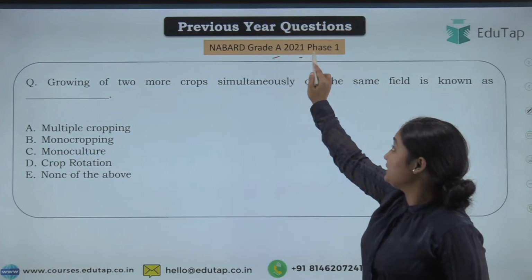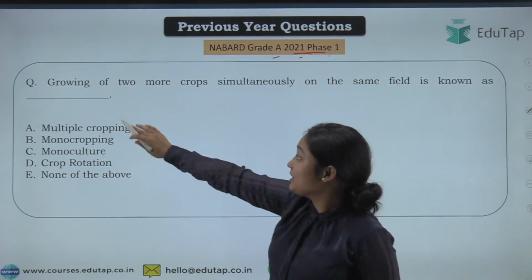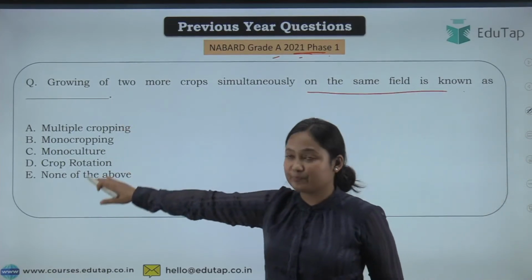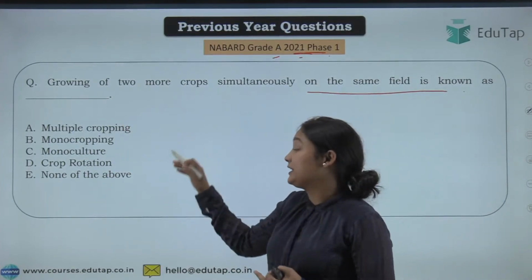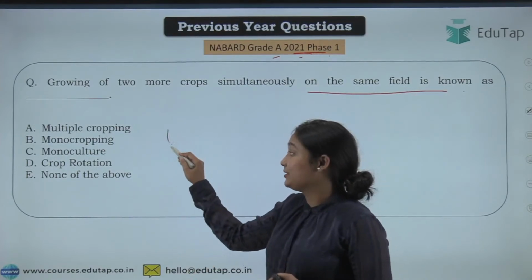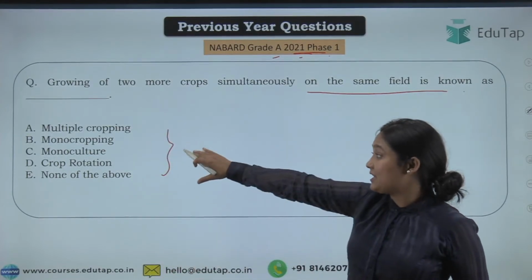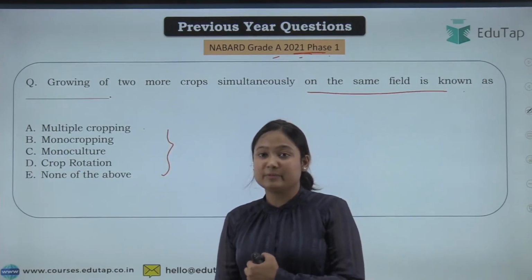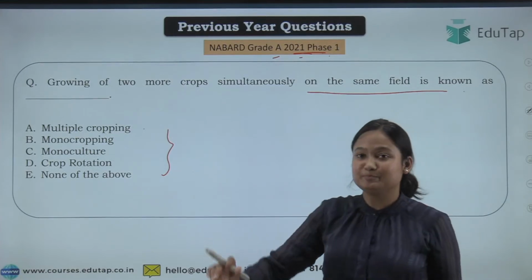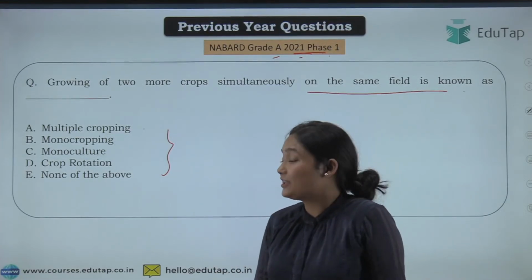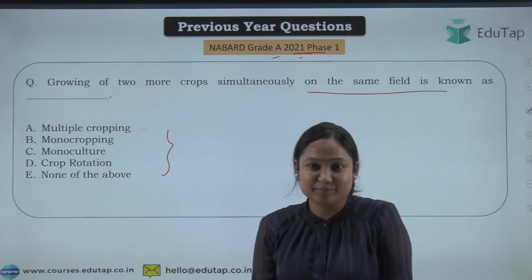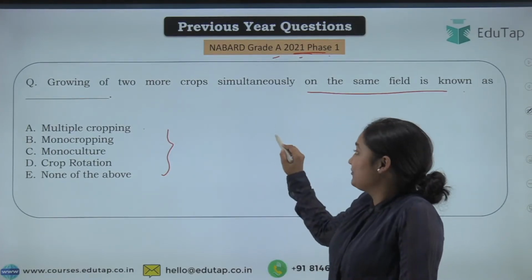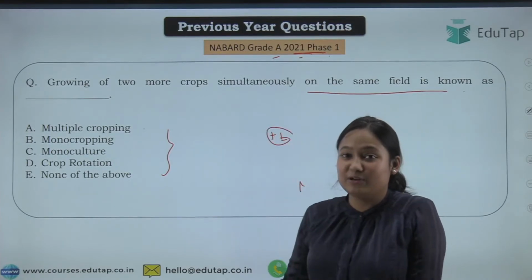So for grade A, last year's phase 1 paper: growing 2 or more crops simultaneously on the same field is known as what? See, very simple question, but if you haven't studied, you won't be able to solve it. And we started our class with simple cropping. Then we discussed this particular topic. So please try to answer it so that I know that you know the answer now and I don't need to explain it again. And you will also have the satisfaction that you could have gotten 1 mark extra if you attempt the question.